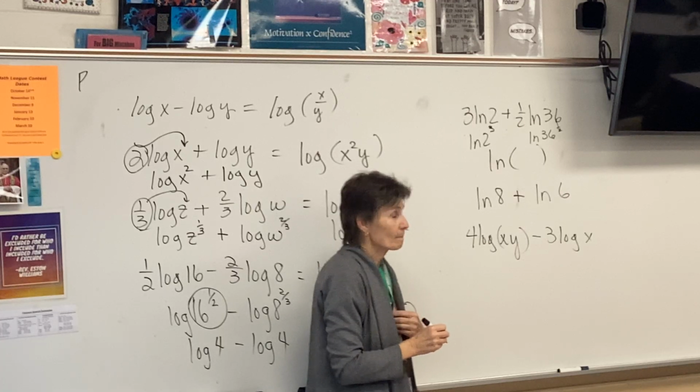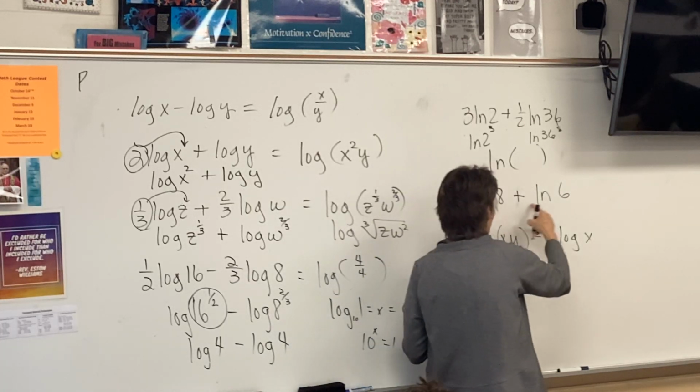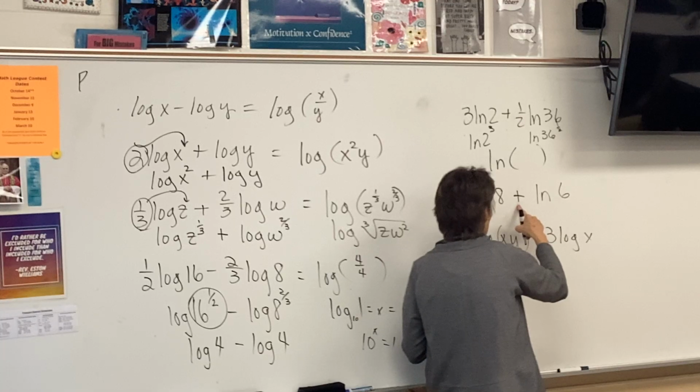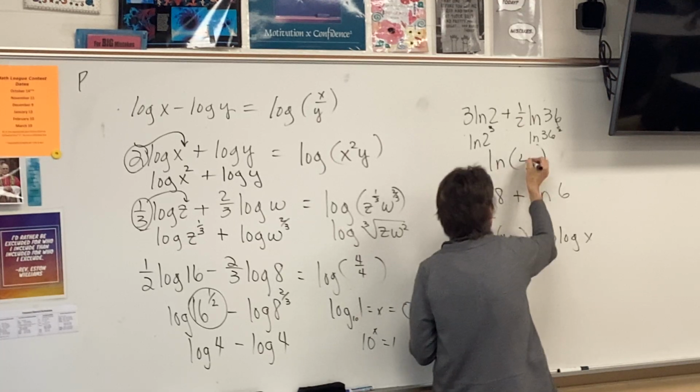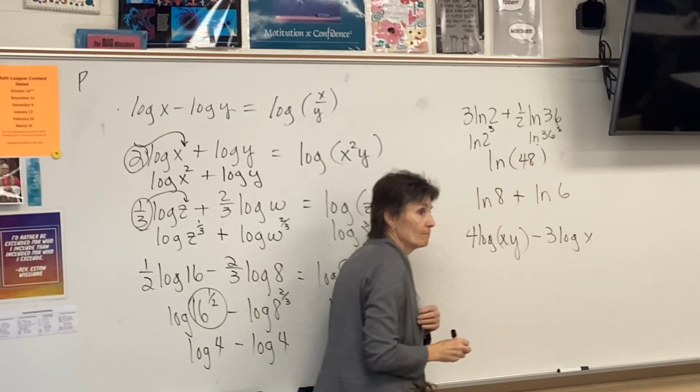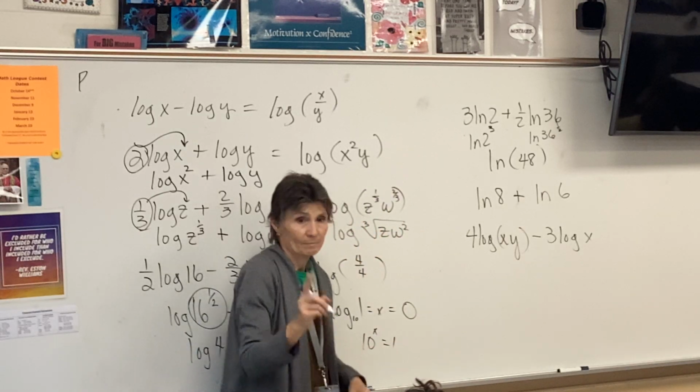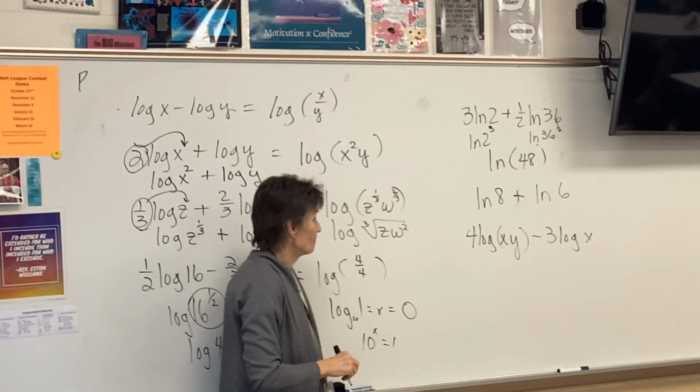And then what am I gonna do with my 8 and my 6? Times. Multiply them. So that's gonna be ln 48. Your answer's ln 48. Did anybody get that? Somebody did? Good job.